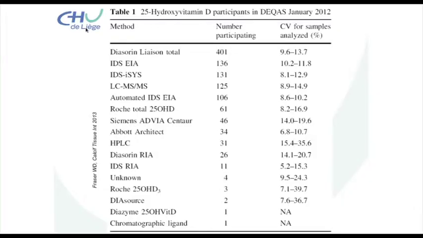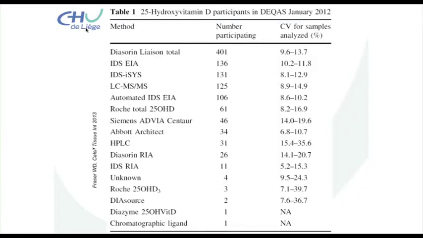So what is on the market actually? In 2012, this is the DEQAS, an external control which is run by 1,000 labs in the world. And what are those methods? Most of them are immunoassays. I would say that 90% of the methods on the market now are immunoassays, with the most prevalent being the Liaison and the IDS-EIA or iSYS. There are 125 labs running tandem mass spec methods, and fewer than 50 labs still running radioimmunoassay in 2012.